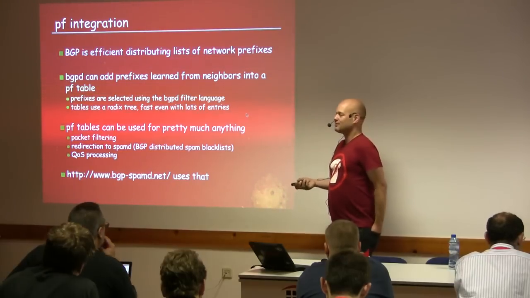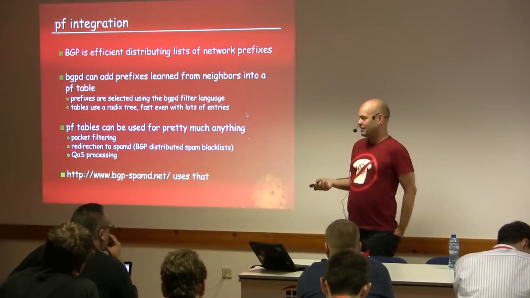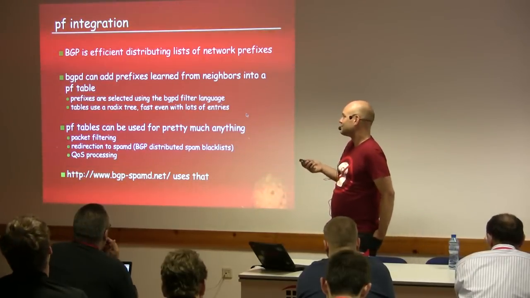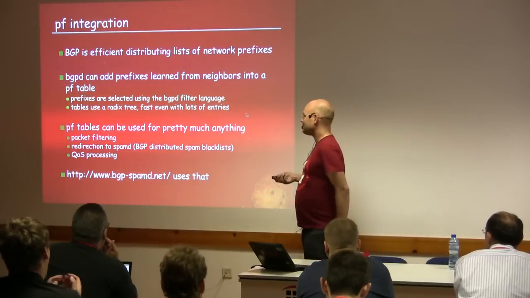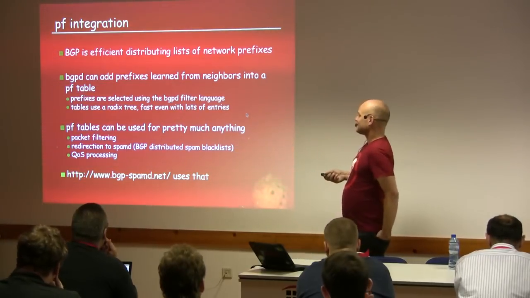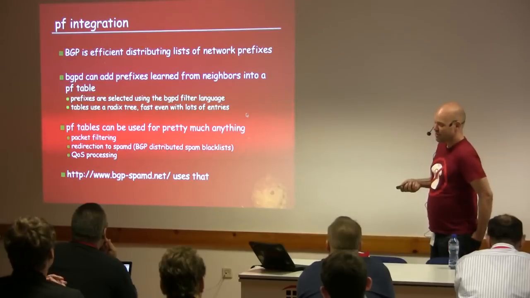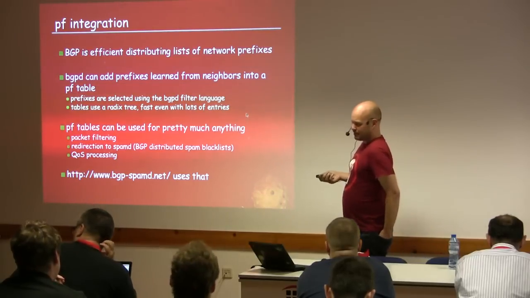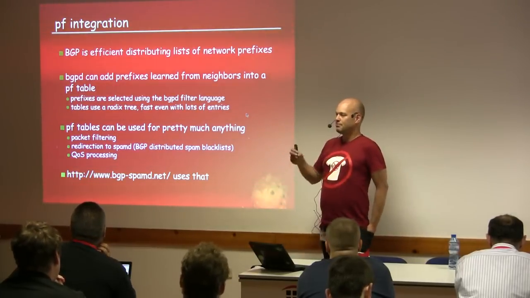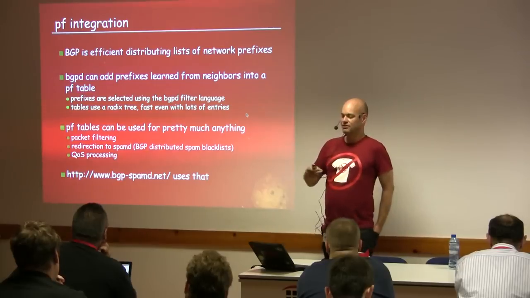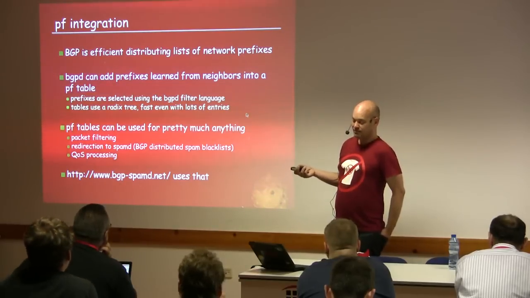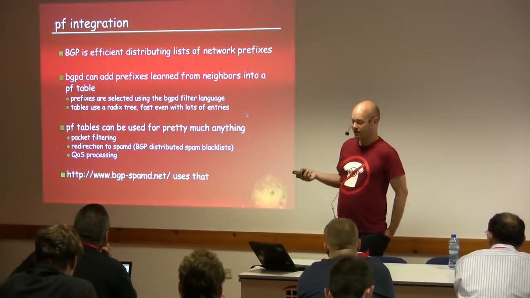So to make use of that, BGPD needs to be able to talk to PF. And, well, I might be biased here, but since I also work a lot on PF, I was kind of interested in integrating the two. How does that work? In the BGPD filter language, we have a way to pick the prefixes we want to insert into a specific table in PF. With that table in PF, you can do anything that PF can do.